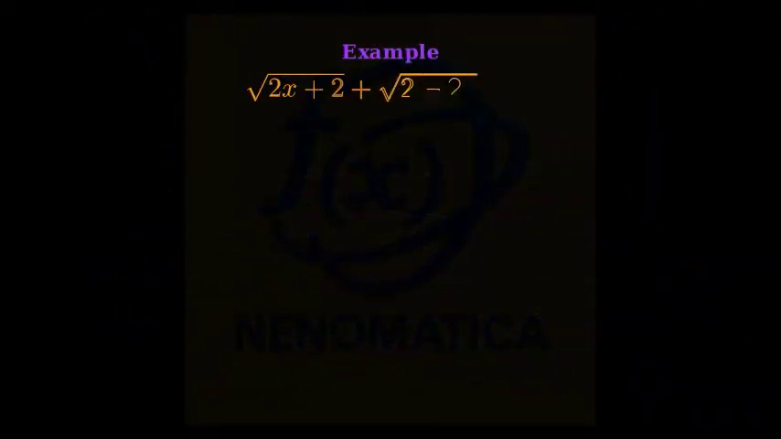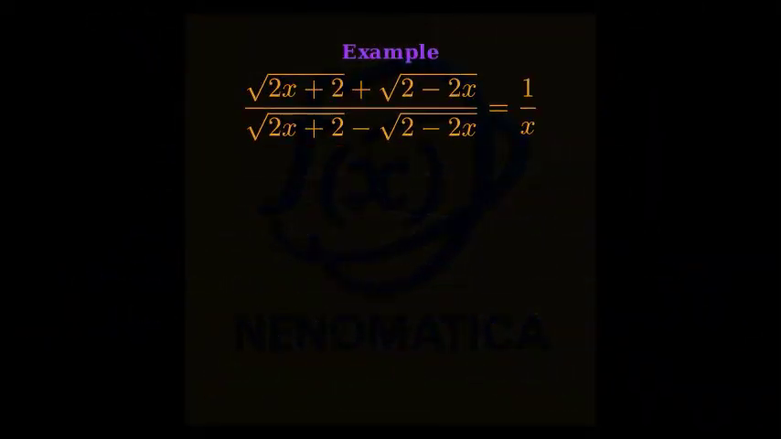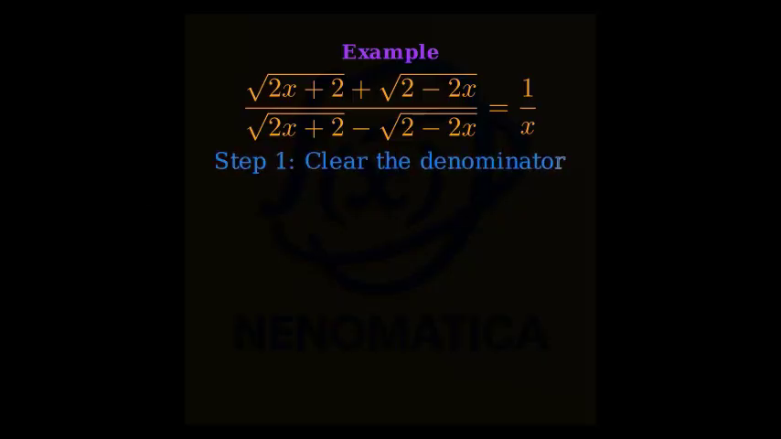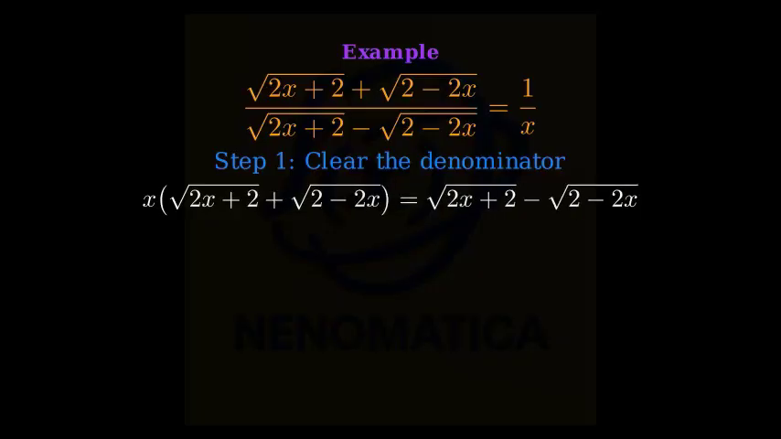Example: we will solve a radical equation step by step. The problem is the fraction with numerator square root of 2x plus 2 plus square root of 2 minus 2x and denominator square root of 2x plus 2 minus square root of 2 minus 2x equals 1 over x. Step 1. Multiply both sides by the denominator to clear the fraction.